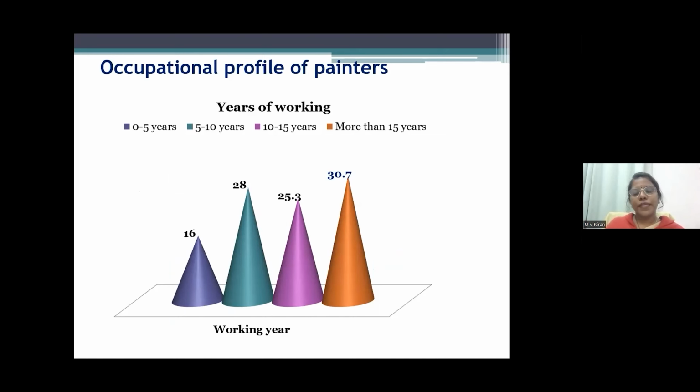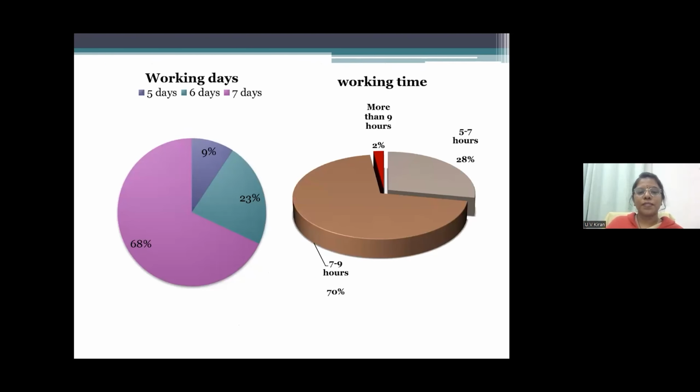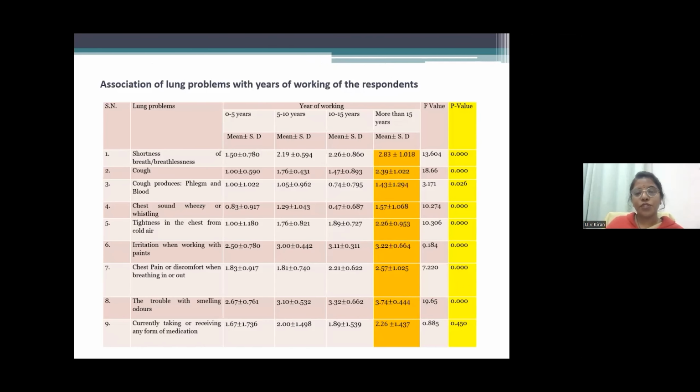In our sample, which was randomly collected, we have people of all work experiences, starting from below 5 years to more than 15 years of work experience, and the majority of them, 30.7%, have more than 15 years of work experience. The majority work all 7 days, and most of them work 7 to 9 hours per day, which is a huge amount of time.